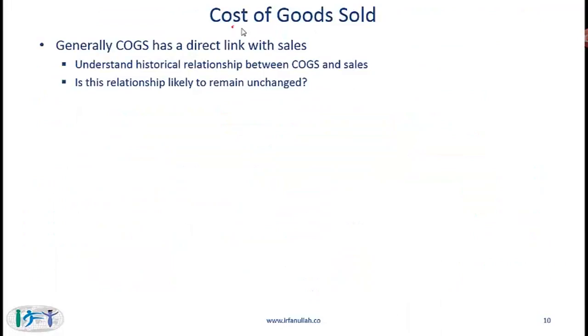Now we go into specific items under your operating costs. The big one for most manufacturing and merchandising companies is cost of goods sold. Generally, cost of goods sold has a direct link with sales. Pretty obvious. What you as an analyst need to do is understand the historical relationship between COGS and sales. Obviously, this will be different for different industries, different companies. For a particular company, you might figure out that on average, COGS is 30% of sales. This will help you forecast COGS once you have already forecasted sales.